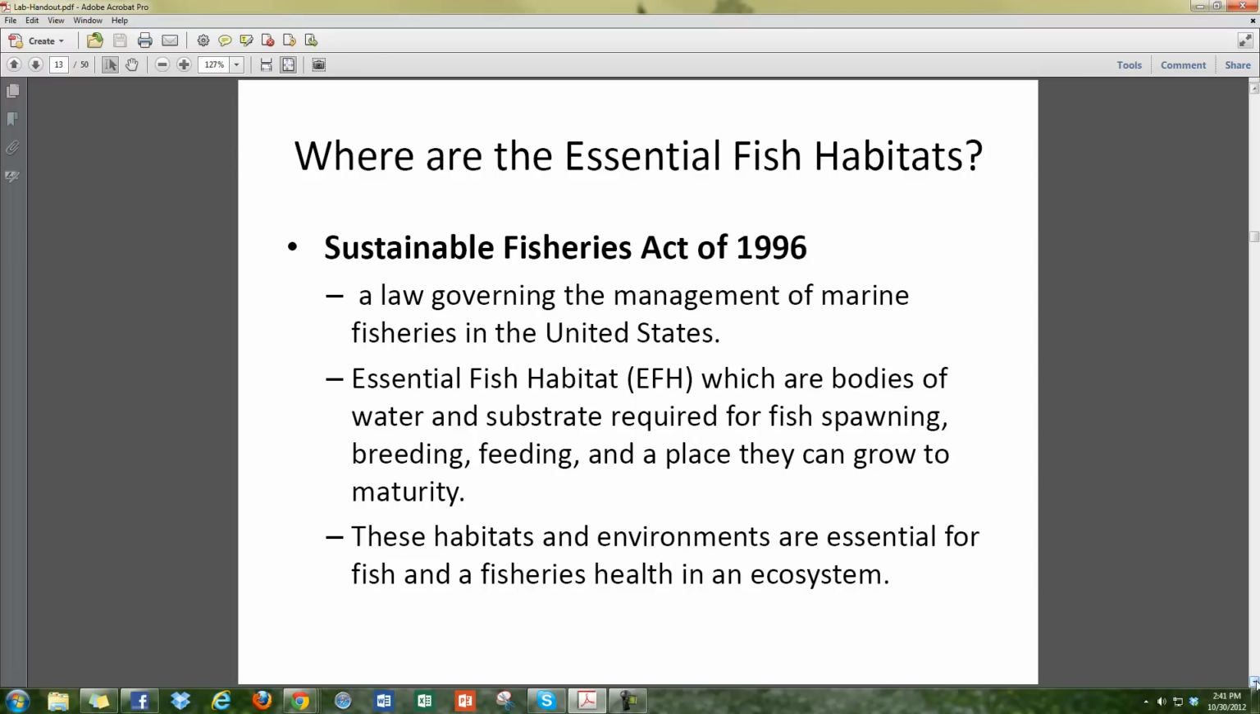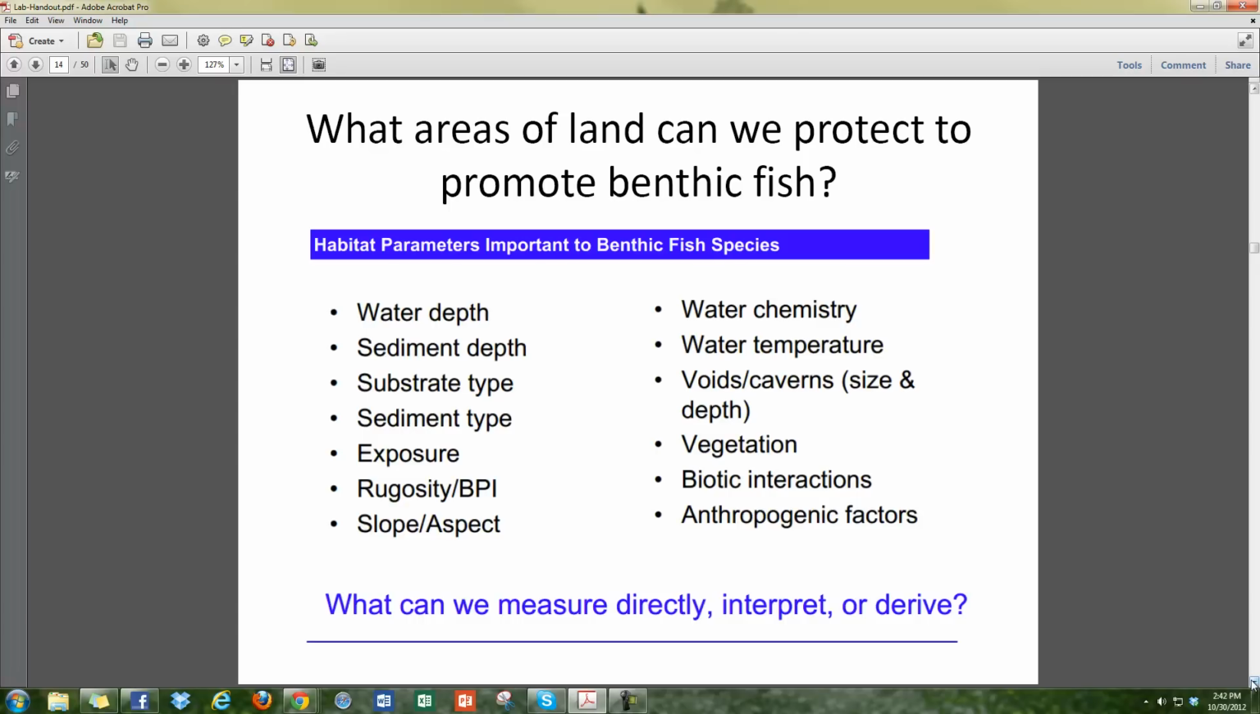And these habitats, we want to protect them because they're essential for these fisheries to exist, so this ecosystem can thrive. We don't mind fishing some parts of the ocean or offshore, but we don't want to fish indiscriminately, or we have a chance of killing off our fish populations and not having that resource available. So what areas of land can we protect to promote fish habitats?